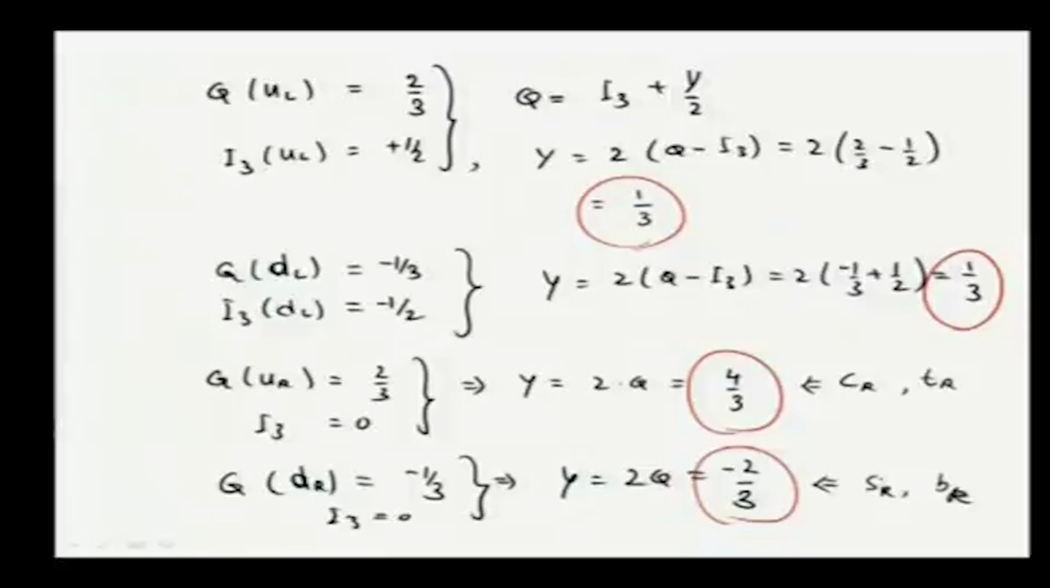Now, we are in a position to construct the Lagrangian, which is invariant under the SU2 cross U1 transformation. We will follow an approach similar to what we had done in the case of QED and strong interaction QCD. We will do that in the next class.